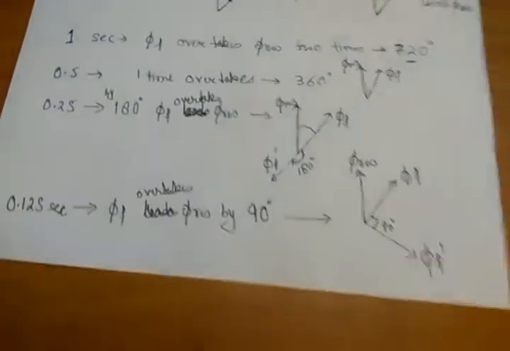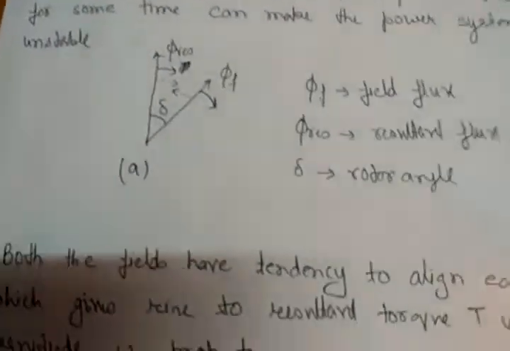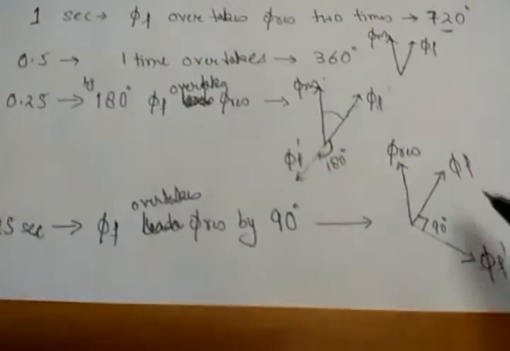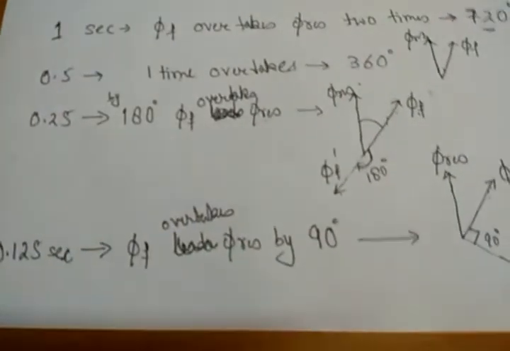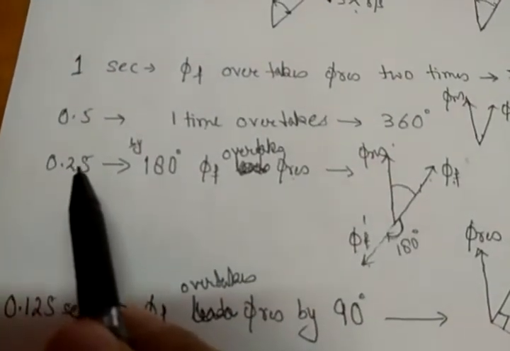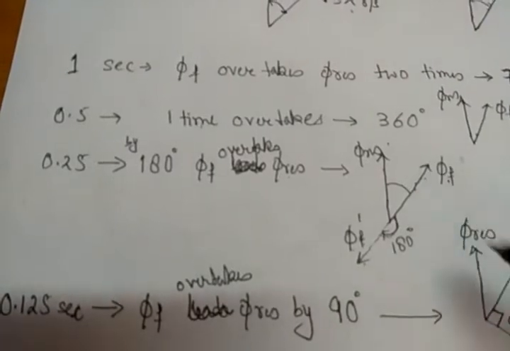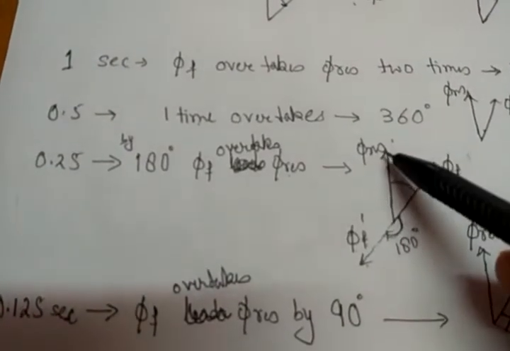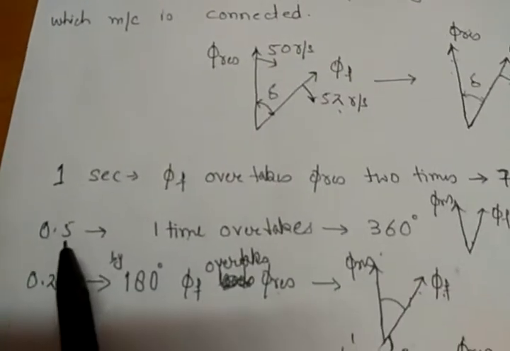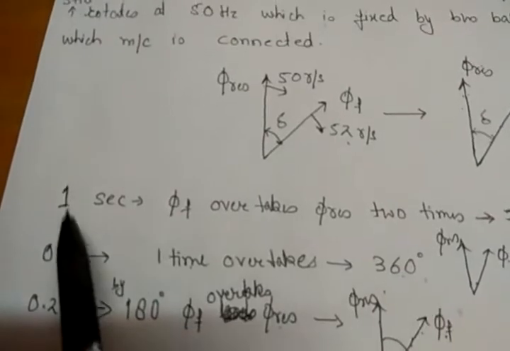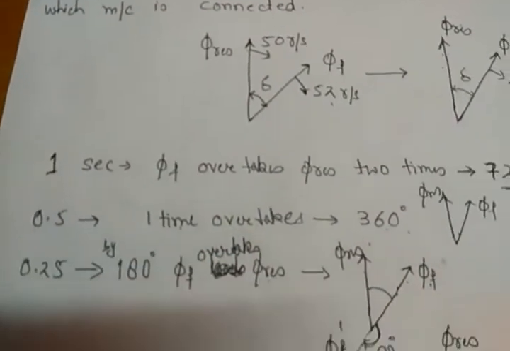Okay. So here can I conclude that, therefore, you are seeing with time, when time is equal to 0.125 second, it was 90 degree. For time equal to 0.25 second, the position of phi f with respect to phi resultant is 180 plus delta, and at 0.5 second it is 360 degree. For 1 second it is 720 degree, means delta is continuously increasing.